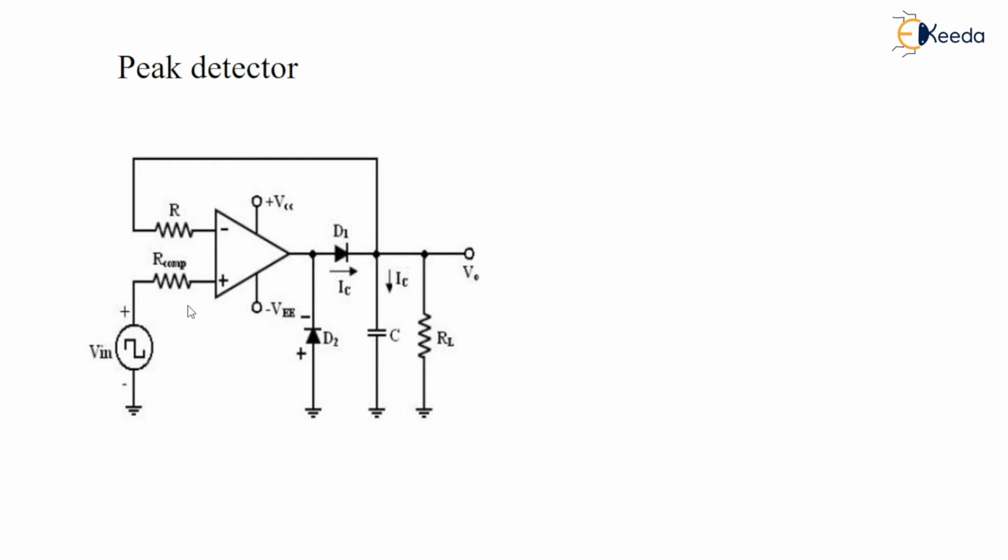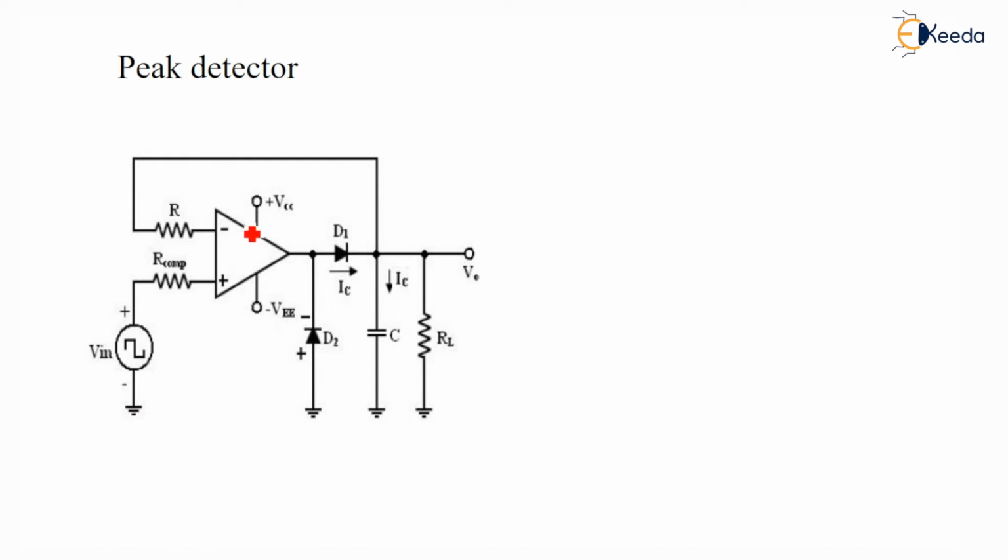So this is the circuit diagram. Here is the op-amp with voltage follower configuration, so the gain of this is equal to 1. Two diodes are connected, D1 and D2. We will assume that D1 and D2 are ideal. So whatever voltage appears across this will be equal to the voltage across this capacitor.